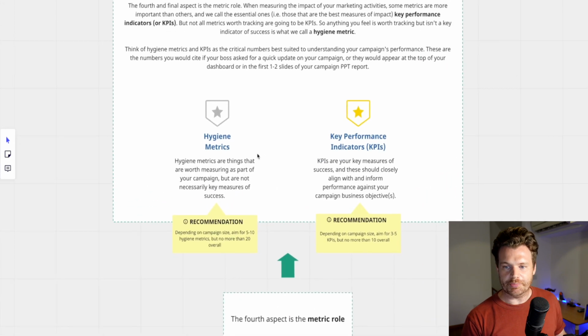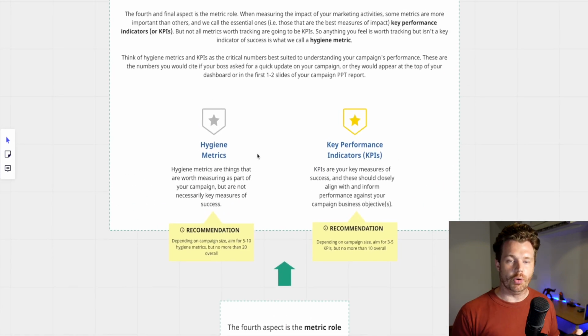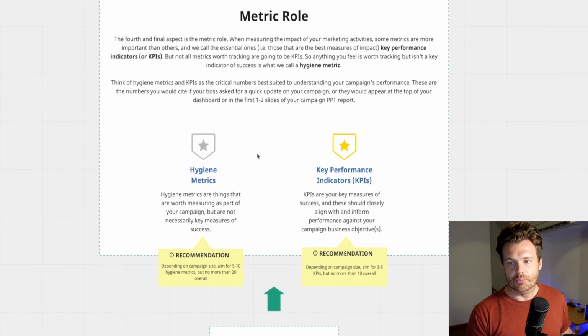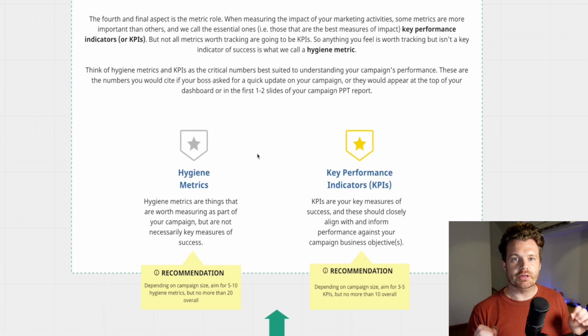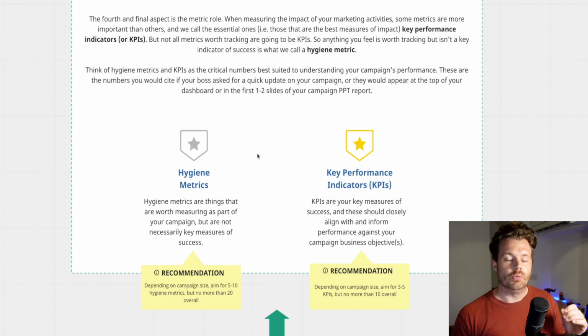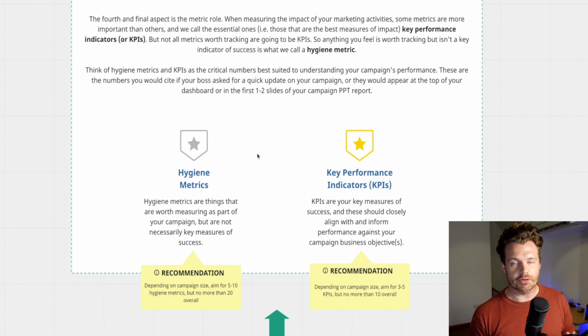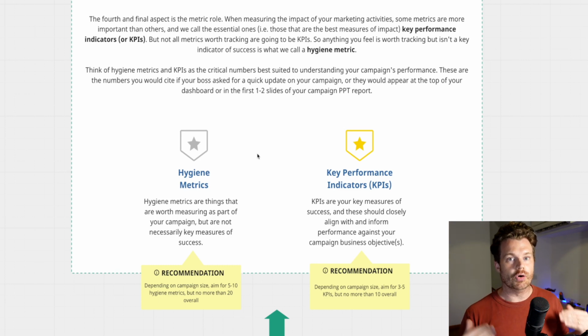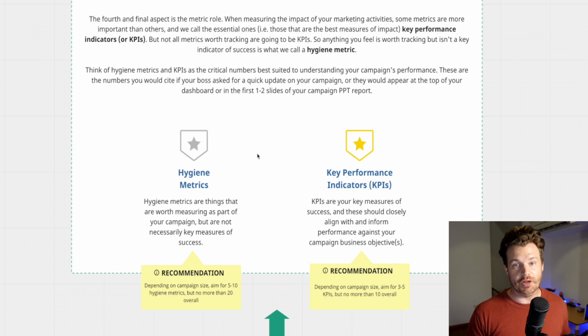Okay, the third aspect we need to think about is the metric role. And the metric role really deals with how important the metric is. And there are two types of roles. There are hygiene metrics, which are metrics that you should be tracking as part of your campaign that are important. And then you have key performance indicators, or KPIs. These are kind of like your North Stars. They're really, really important metrics that really tell you about overall success of your campaign or failure.